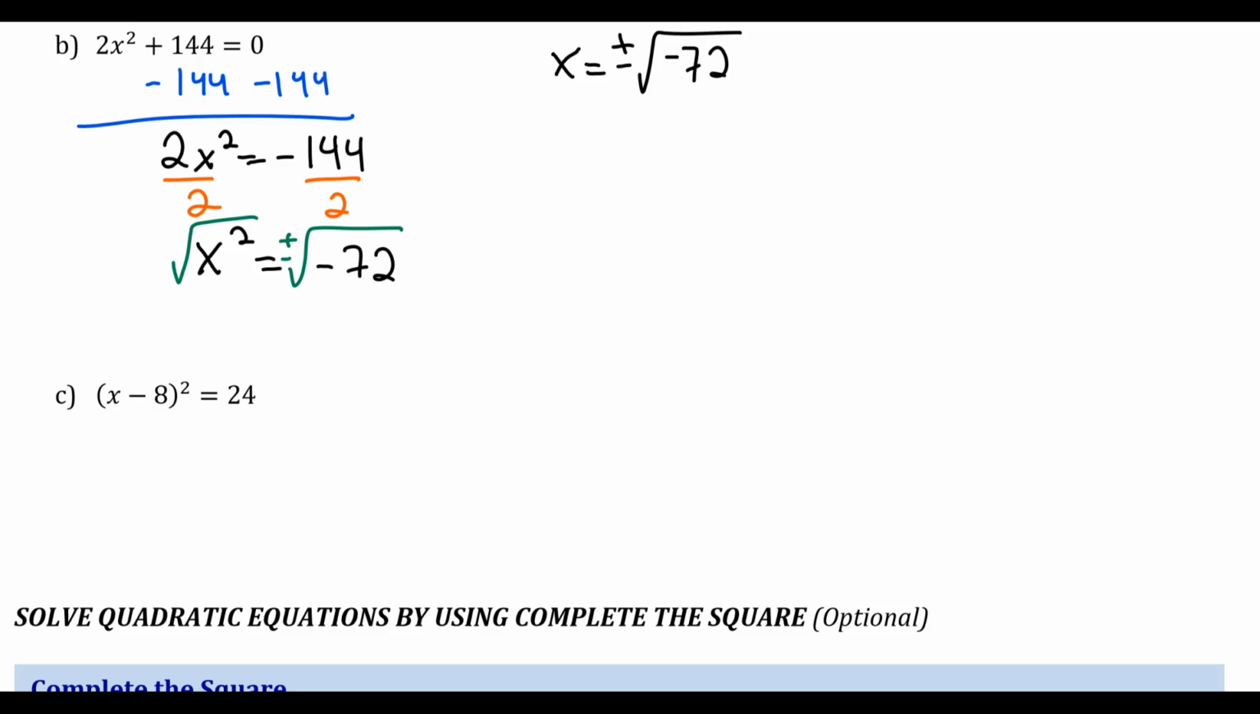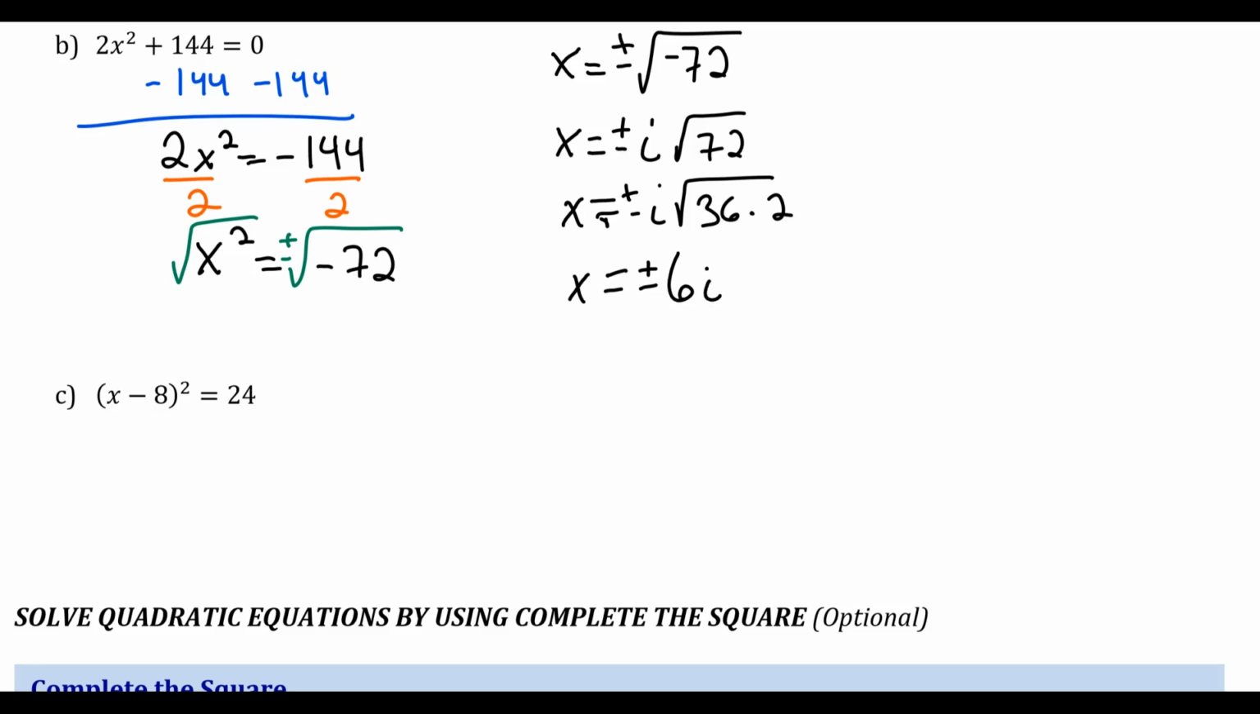Now remember that the negative is actually going to come outside as an i. So I get x is equal to plus or minus i square root of 72. I can break that 72 down. It's not a perfect square, but I can break it down because 72 is the same thing as 36 times 2. And I know what the square root of 36 is. It is 6. So I'm going to have plus or minus 6i. Notice the i is behind the number here.